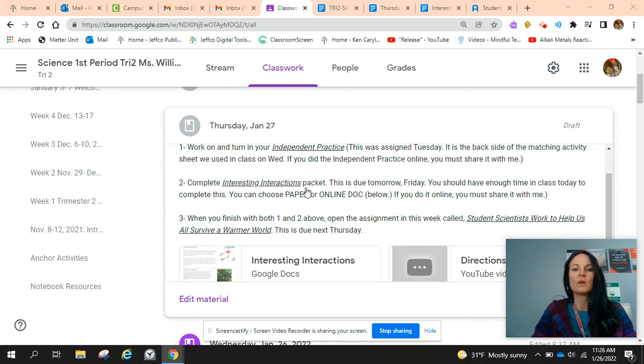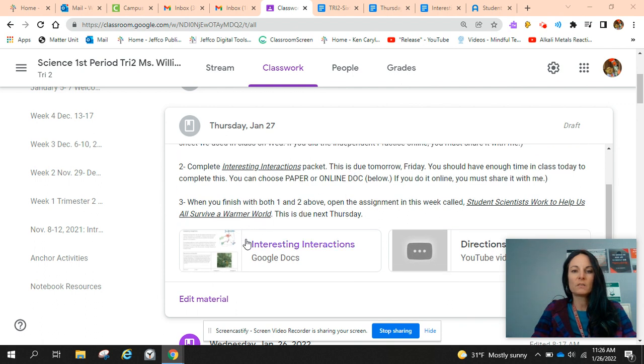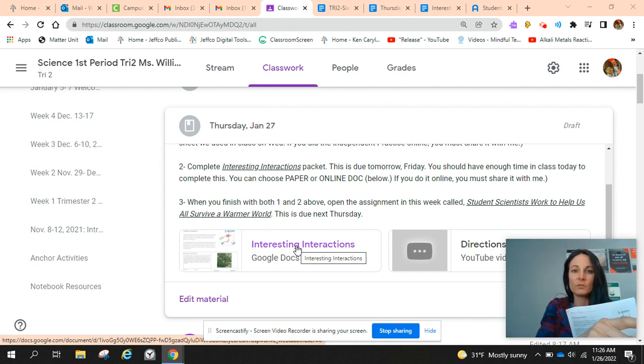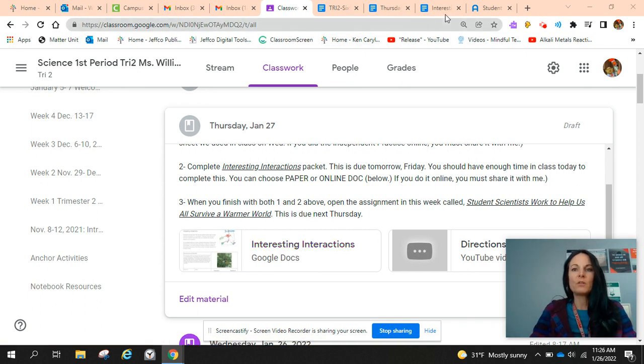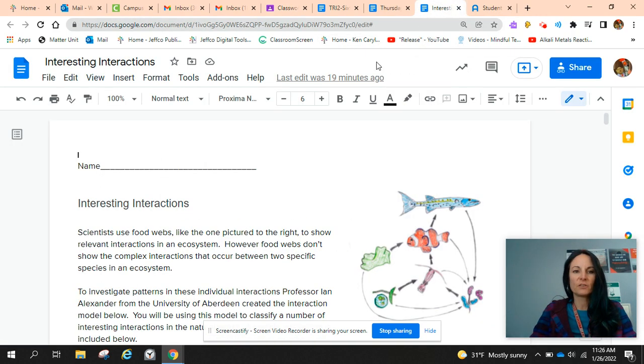Okay. So now you can get a paper copy of interesting interactions from the front of the room, or you can see that it is also right here if you like to type on things. Either way, make sure you turn it in. If it's paper, you put it in the turn in folder. If it's on here, you have to share with me. So let's look at what this assignment is asking us to do.